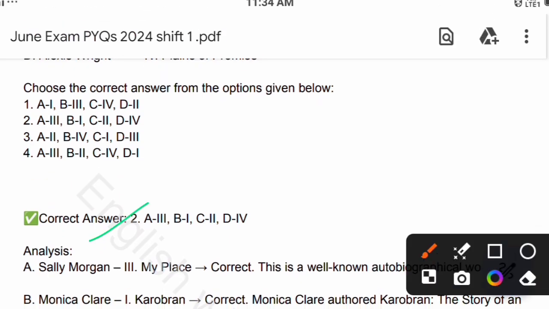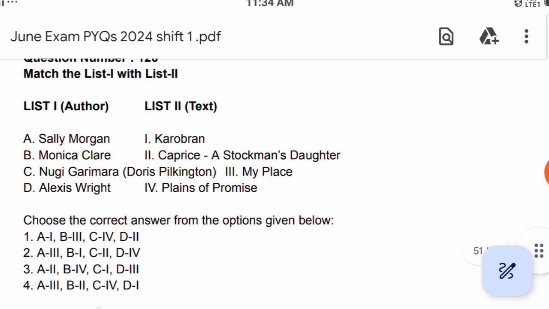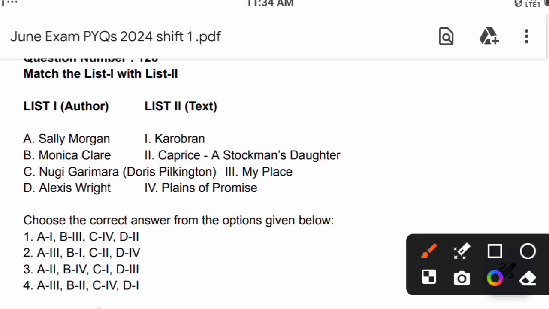That means A third. Let's match this. 2. A third. That means My Place. Sally Morgan, My Place. B first. Monica Clare, Caro Bran. C second. Ngugi Garimara, Caprice, and Alexis Wright, D4. This is the correct matching of this author and their text.